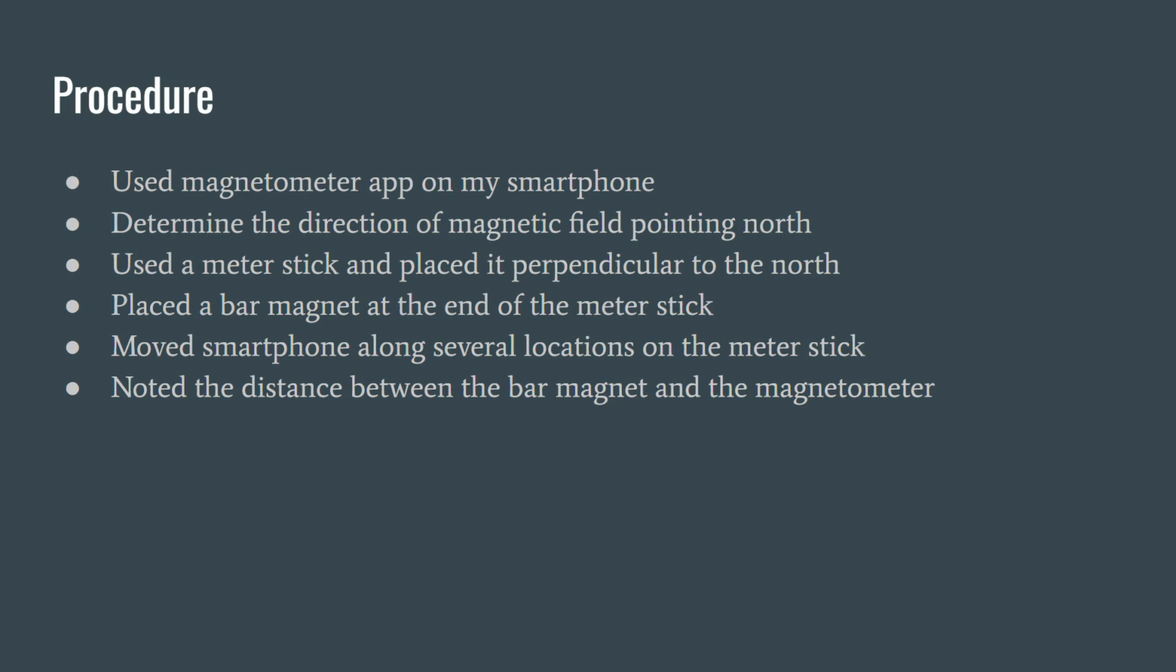I then used a meter stick and placed it perpendicular to the north, and then I placed a bar magnet at the end of the meter stick. I then moved my smartphone along several locations on the meter stick, and I noted the distance between the bar magnet and the magnetometer.